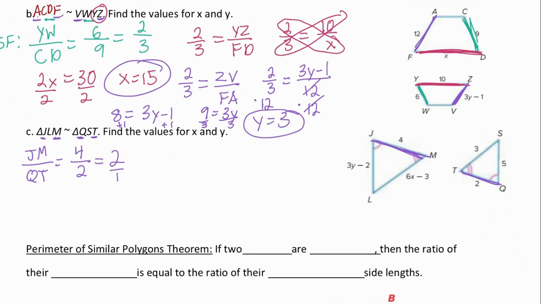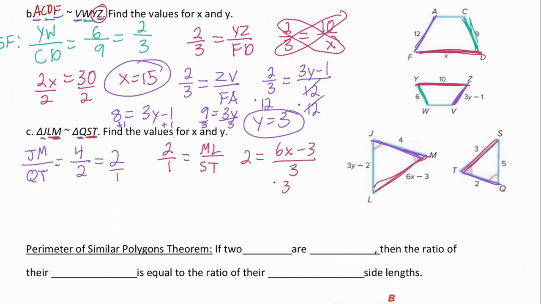And we want to find the values of x and y. So it doesn't matter which one we start with. I'm going to start with ML. So again, we have a ratio of 2 over 1, and that's going to be equal to the larger figure, so ML, and ML corresponds with ST, so over ST. I am going to simplify that 2 over 1 is 2, just because it's going to make my life a little easier. And then I can say ML, which is 6x minus 3, over ST, which is 3. And then I can go ahead and solve.